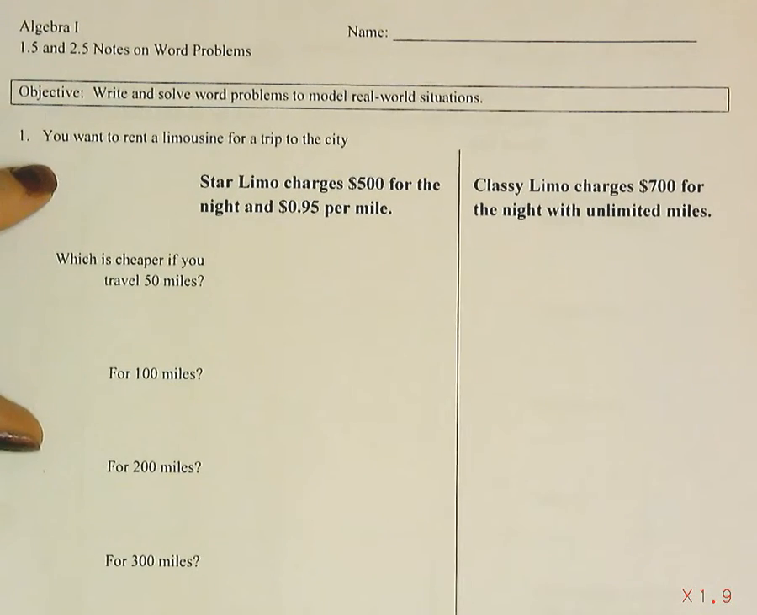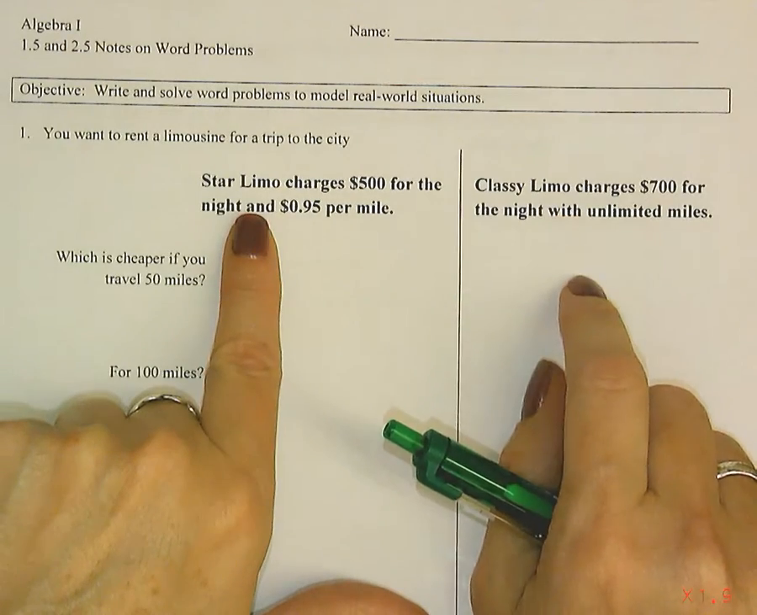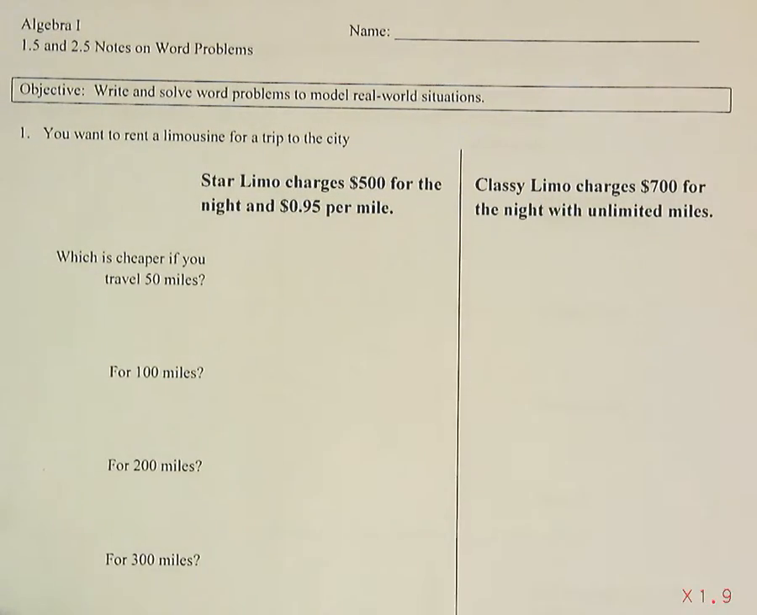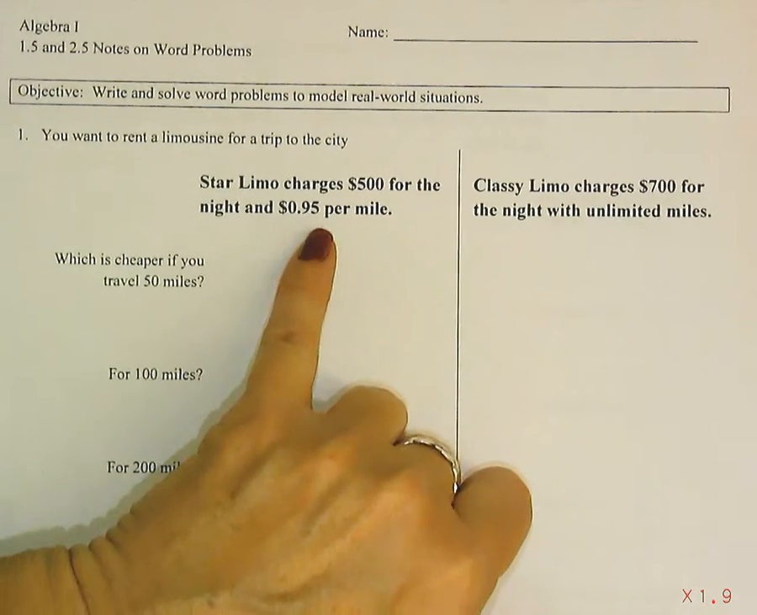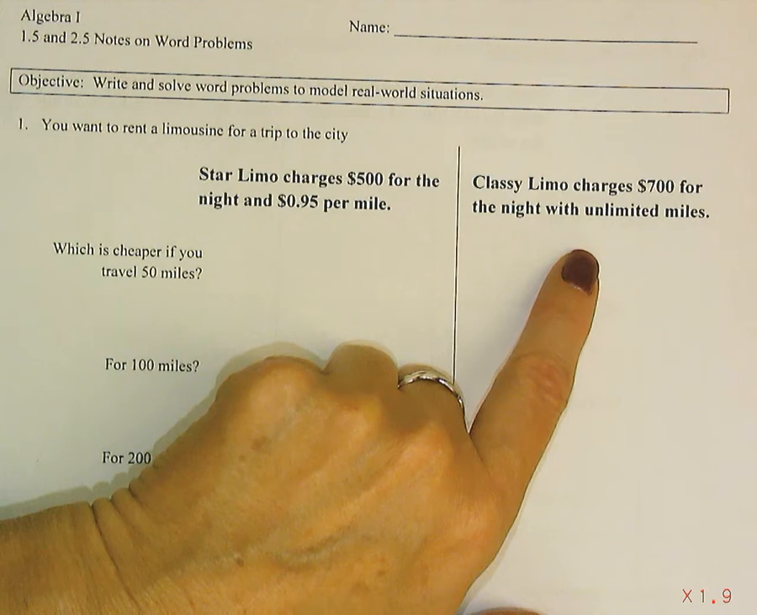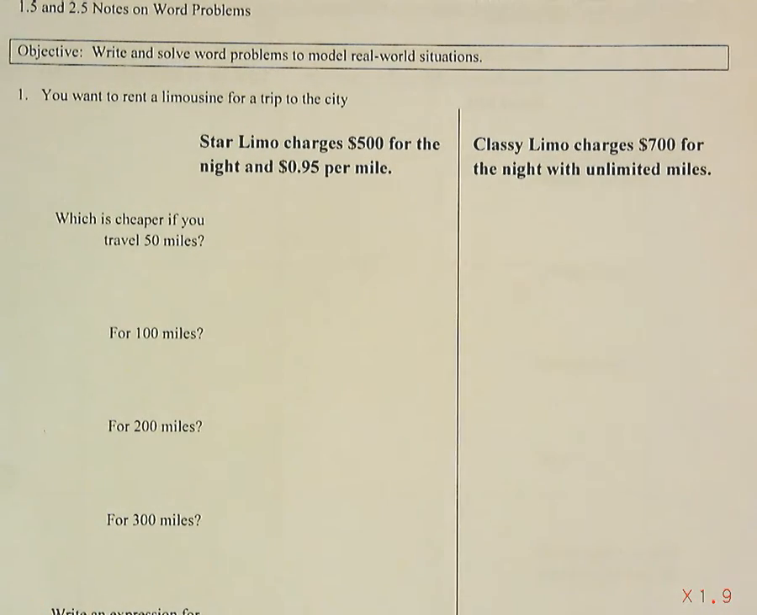It says you want to rent a limousine for a trip to the city, and you have two options. You have Star Limo and you have Classy Limo. Star Limo charges $500 for the night and 95 cents per mile, whereas Classy Limo charges $700 for the night and it has unlimited miles. So we're going to start by calculating which of these is cheaper for some different options.